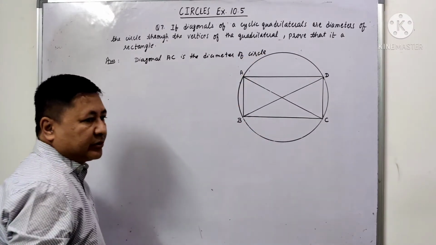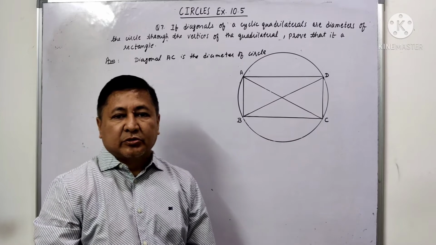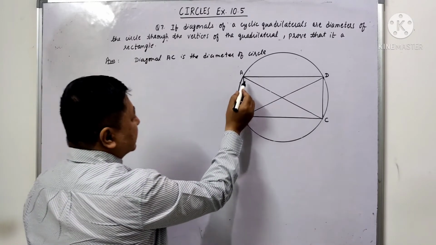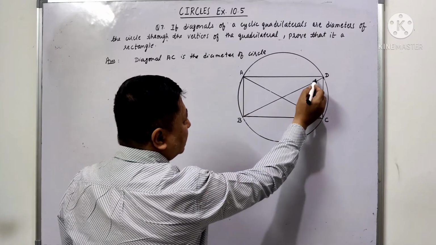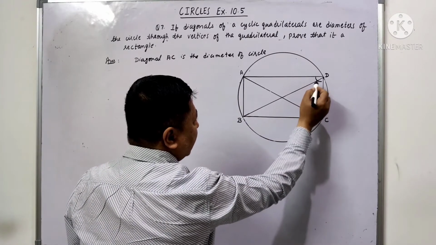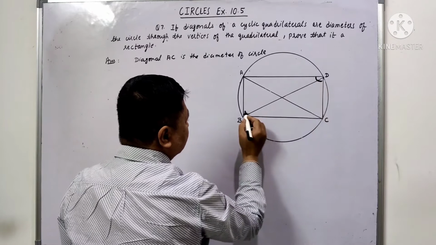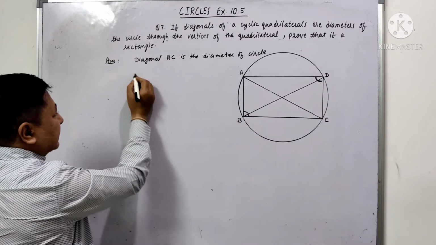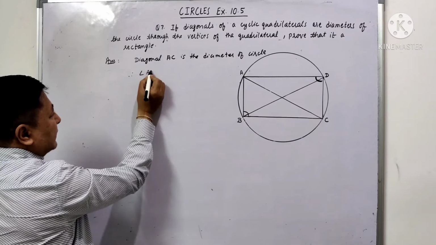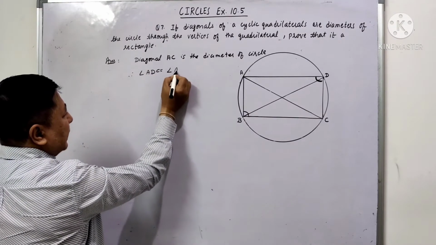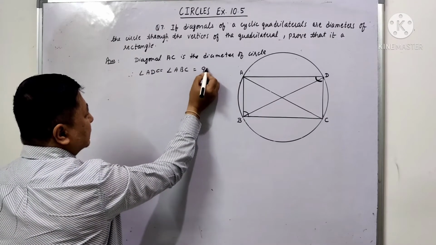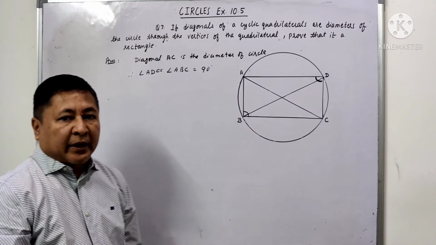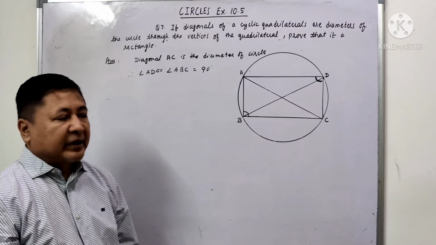and we know that the diameter of a circle divides the circle into two equal parts, that is semicircles. So since AC is the diameter, it will cut the circle into two equal parts. So these are the angles in a semicircle, and the angle in a semicircle is a right angle. Therefore, angle ADC is equal to angle ABC is equal to 90 degrees, and the reason is that angles in a semicircle are right angles.